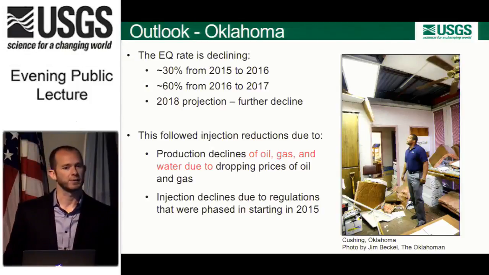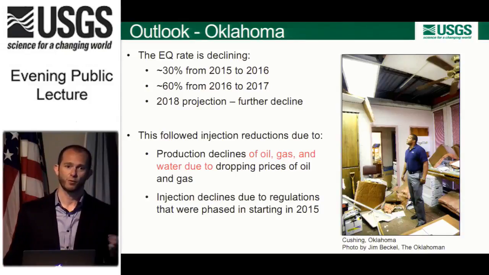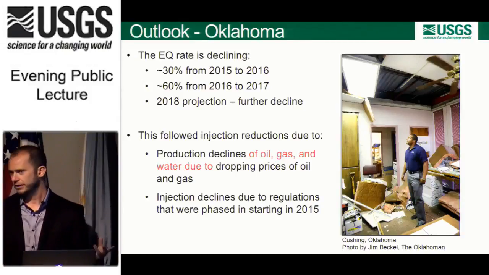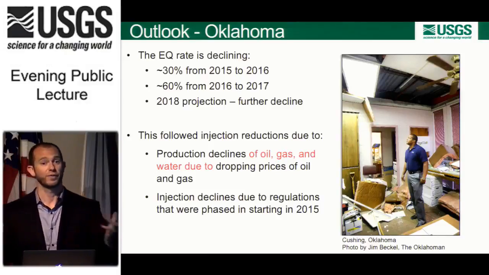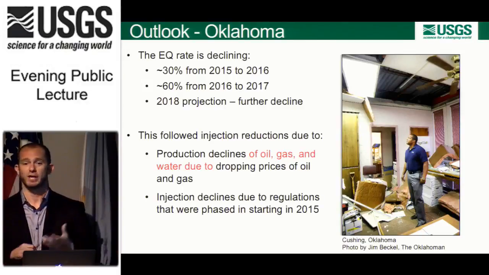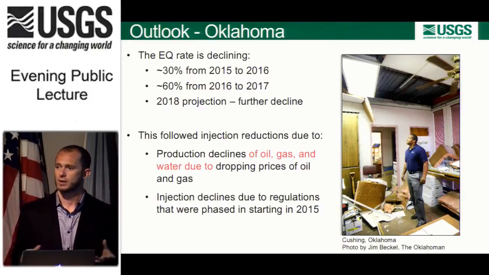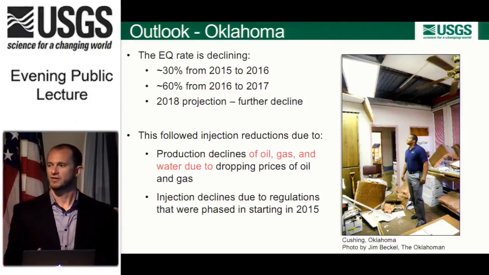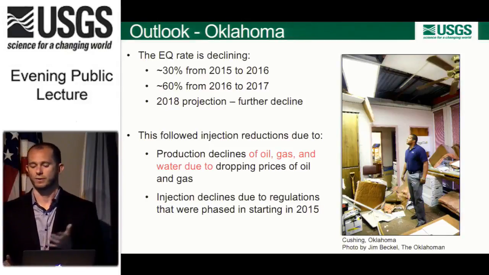One is economics. The price of oil dropped from about $100 a barrel to about $40 a barrel at the end of 2014. So for industry, it didn't make much sense to be really heavily going after these areas when there wasn't a lot of profit to be made. There also have been regulations phased in by a number of regulators in both Kansas and Oklahoma, and we think that has also had an effect on the seismicity rate. But there definitely is a question. The price of oil is starting to increase. What is going to happen?